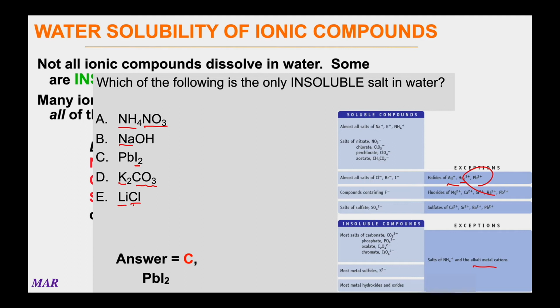So for all of those, A through E, you would write AQ, except C. You would put, if you will, a little S next to it. So this is one way that chemists can figure out the state of matter. Like, does it dissolve in water or does it not? And this can be really handy.